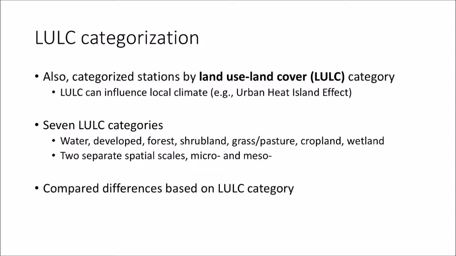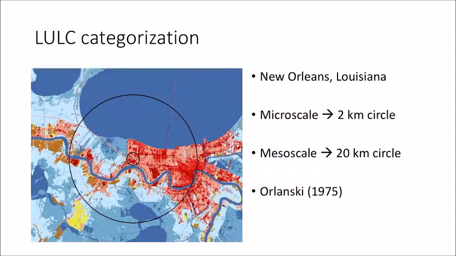And I also looked at different scales. So depending on, say, the synoptic pattern present, sometimes it's the close-in land cover that can be most important, but sometimes the broader land cover. So I looked at the micro and meso scale for that, and compared differences based on land use land cover category. So here's just an example of how I went about this. So here's a National Land Cover Database map for New Orleans, Louisiana, and we see those 2 circles just based on the Oransky paper of scales.